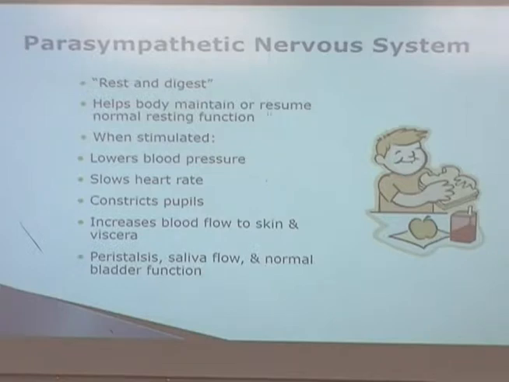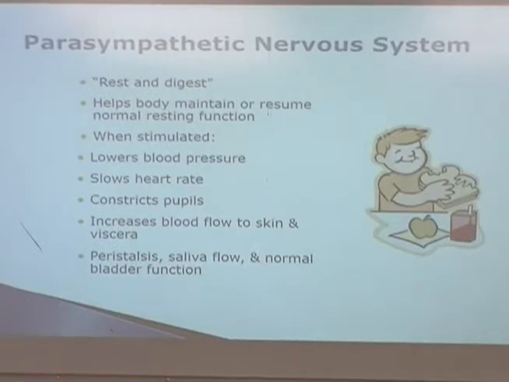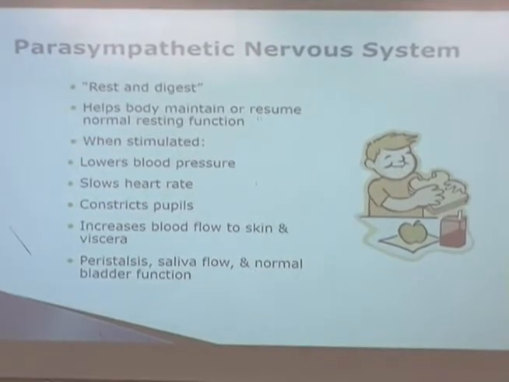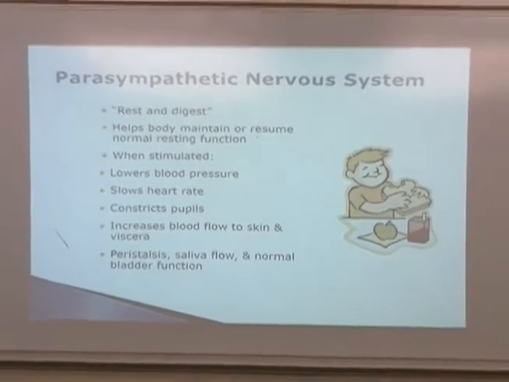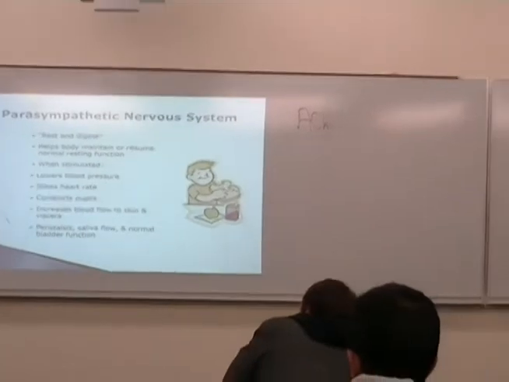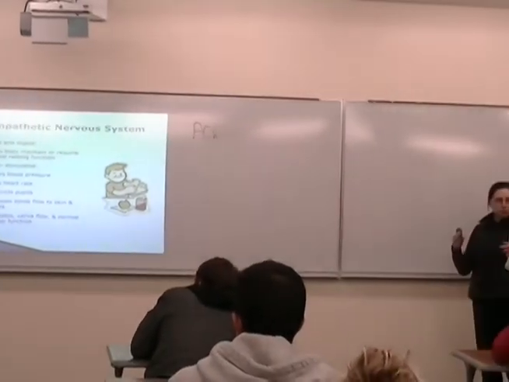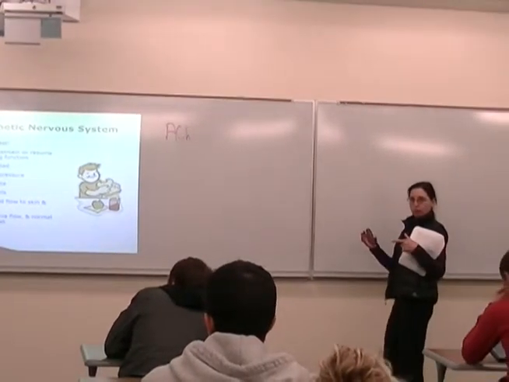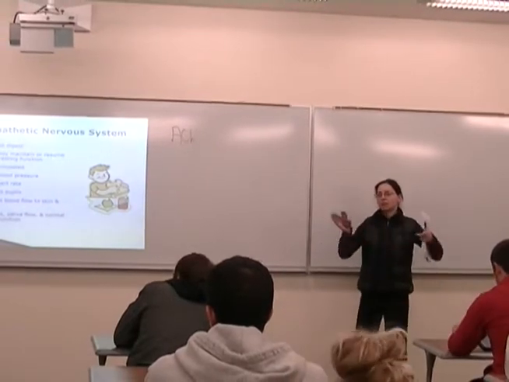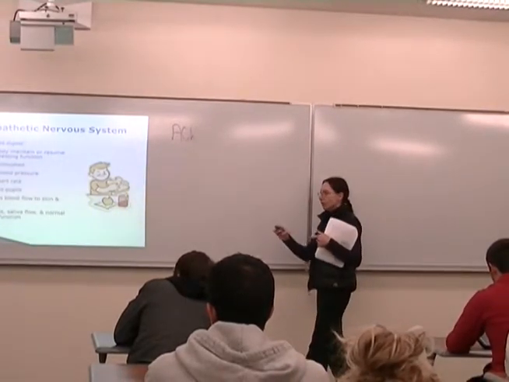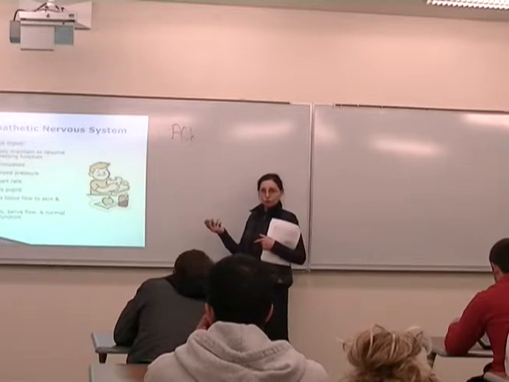And we see your digestive peristalsis, your saliva comes back, normal bladder function. What you find when you're very, very stressed is you tend to stop urinating for a while, because all the blood is being diverted to your muscles and away from everything else in the body that's not urgent.